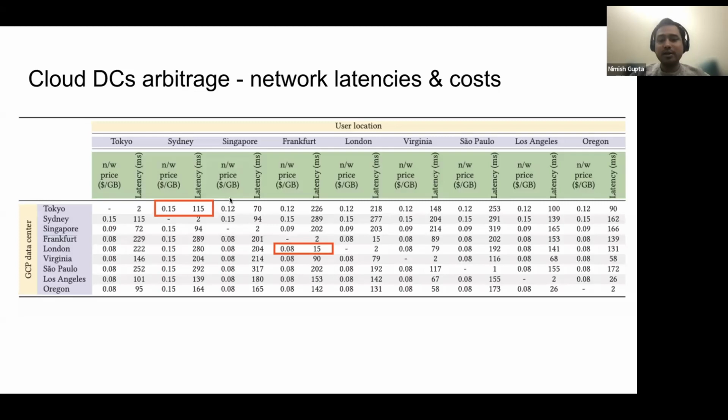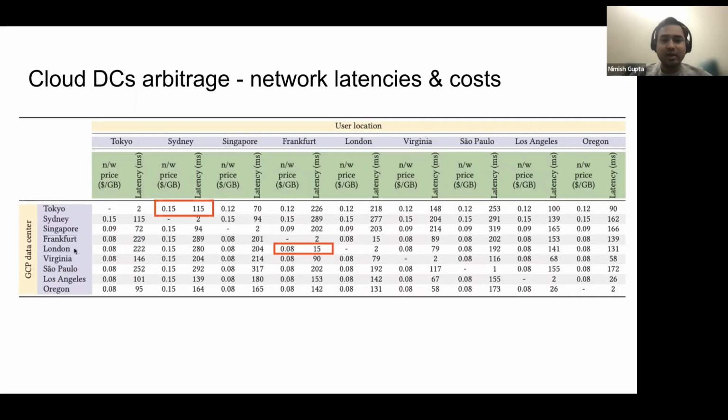Typically, when we discuss systems in the cloud, we assume constant pricing and network latencies across various regions in the cloud. But that is not exactly true. There exists an arbitrage where, for example, over here, this is a table comparing some of the data centers in GCP. It specifically compares the latency between two data centers and the network price in dollars per GB.